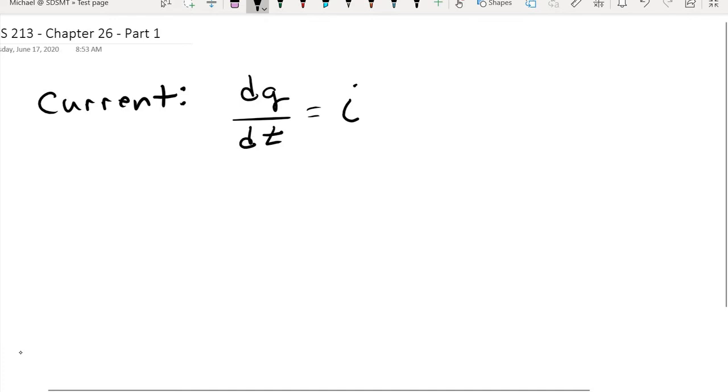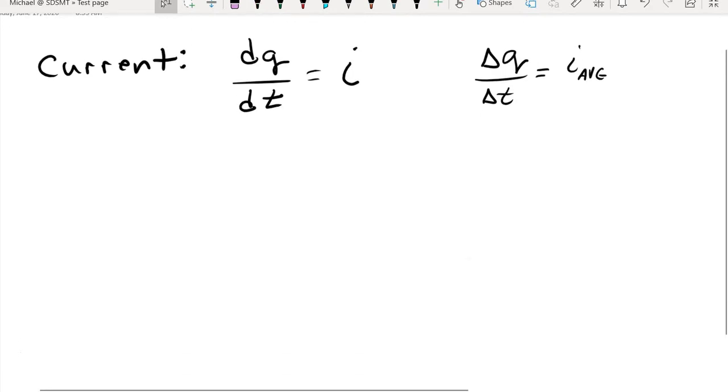We can take that same expression and we can increase the time interval. So delta t is typically considered a large time interval, at least something that's larger than 0. And if that's the case, for large time intervals, there are things that can change along the way. And so the best that we can hope for in that case would be an average current value.